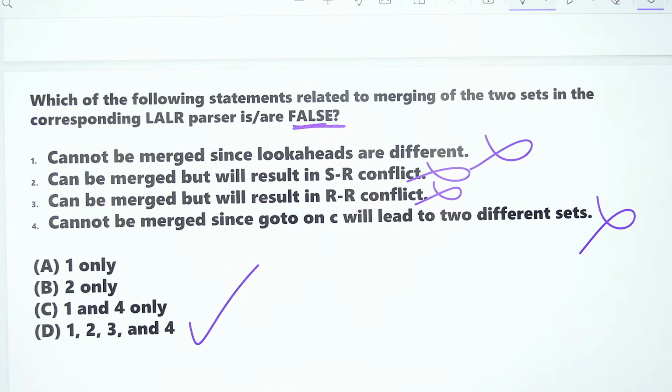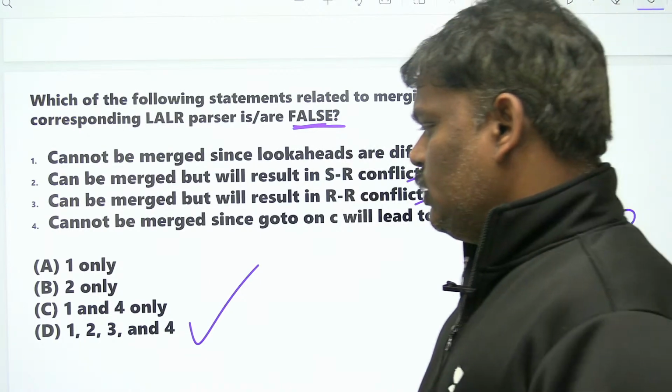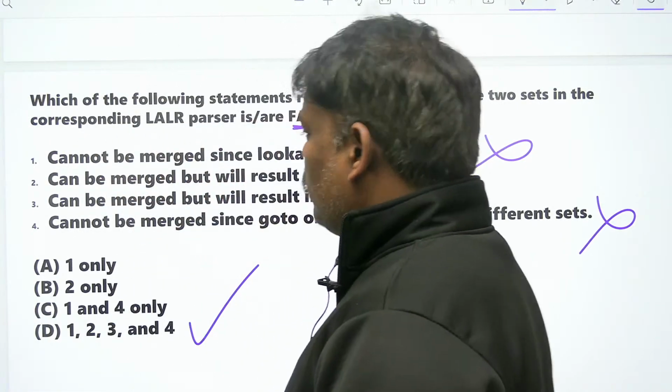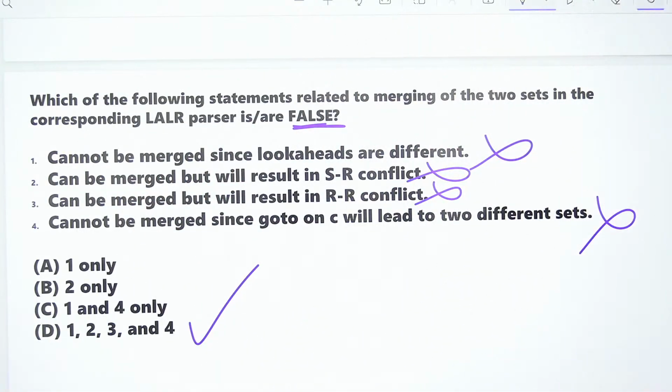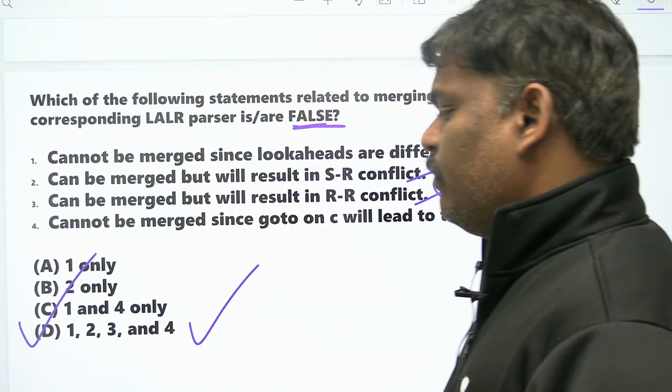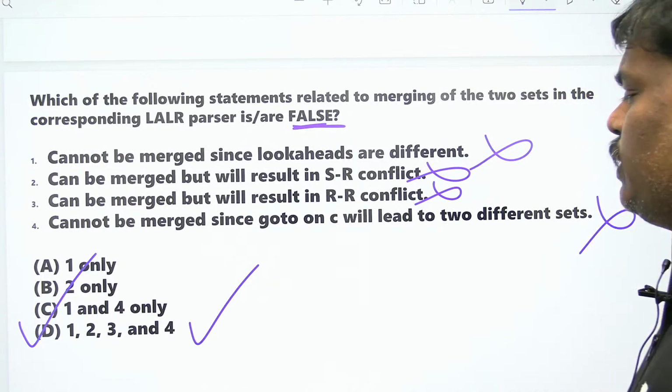Cannot be merged since goto on C will lead to 2 different sets. Check once. I think the answer is D, which is false. 1 false, 2 false, 3 false, 4 false. Answer is D. It's an excellent question. Please take care.